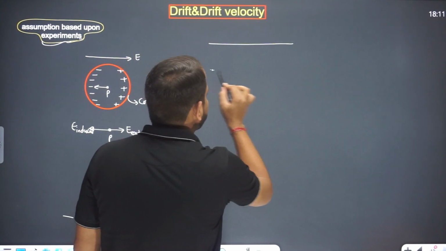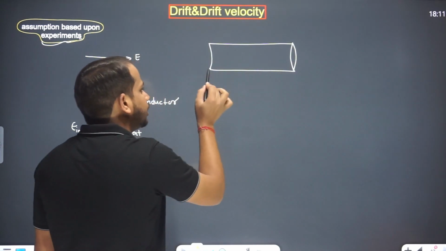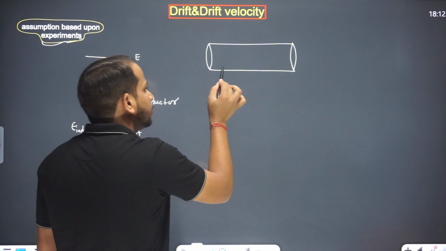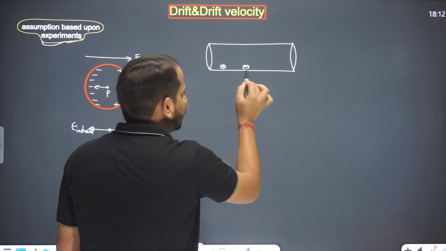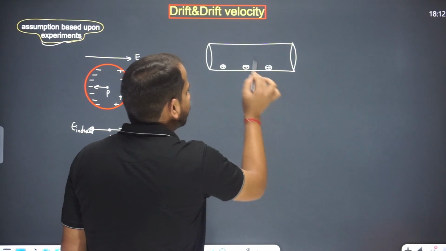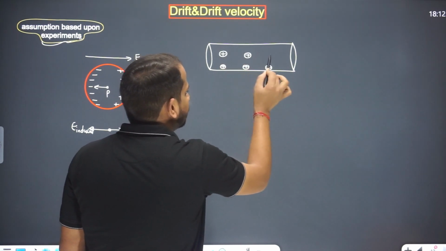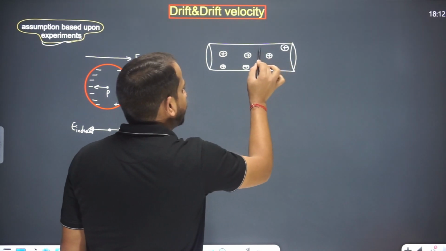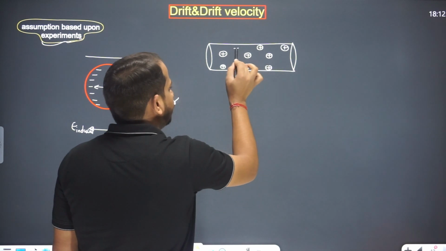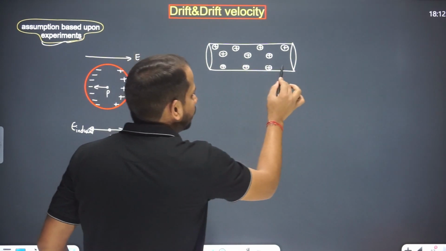If I am saying this is any conductor we have, then we all know there are positive fixed ions. As you know, there are free electrons also here. I am just taking some ions only. These are the ions, we can say fixed ions over here, right? And there are free electrons we have also, right?